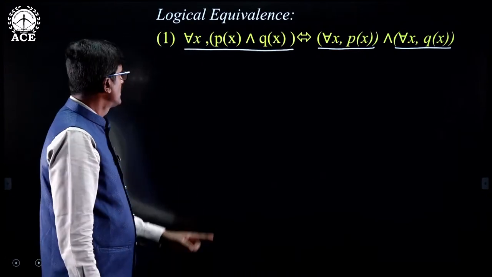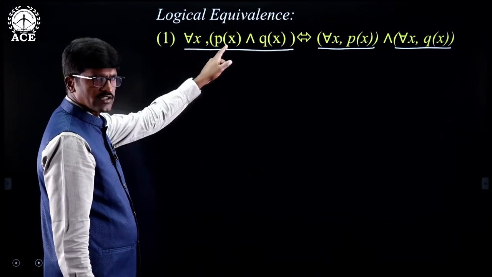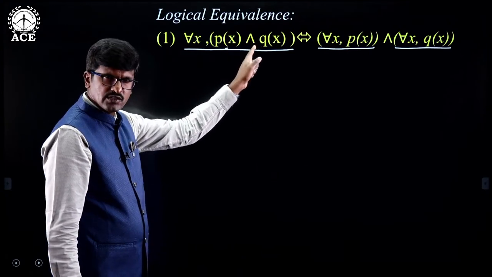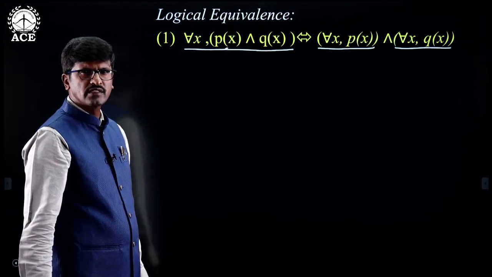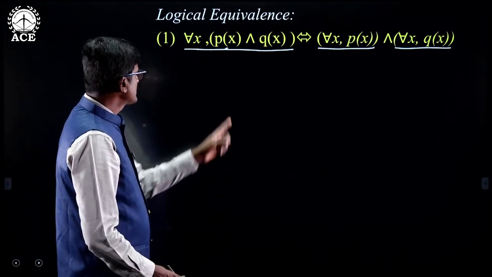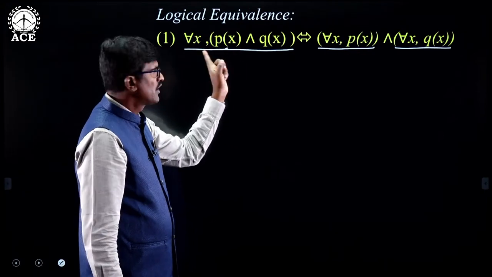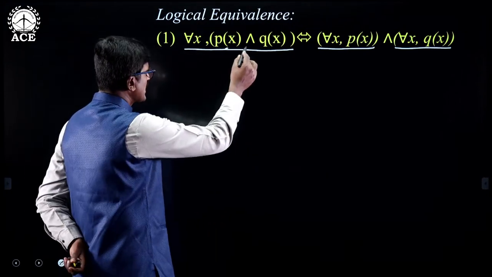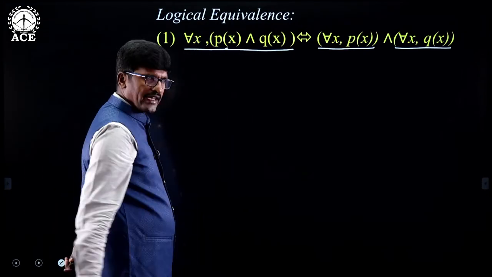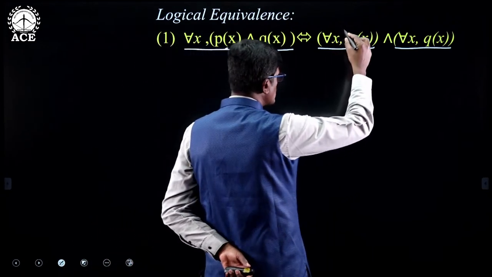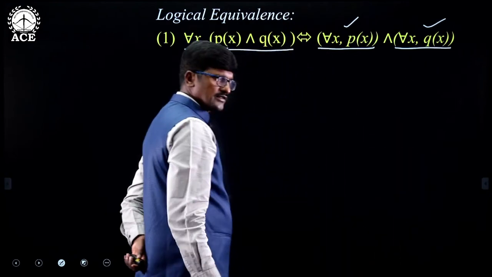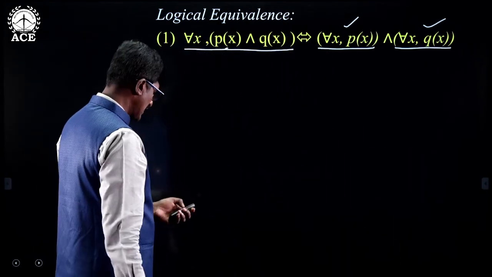The reason is, this is the conjunctive statement, P of x and Q of x, which is obtained by using the logical connective AND. This conjunctive statement is true when both P of x and Q of x are true. So if this conjunctive statement is true for all x, then it must be true for P of x and for Q of x also. So that is the first equivalence.